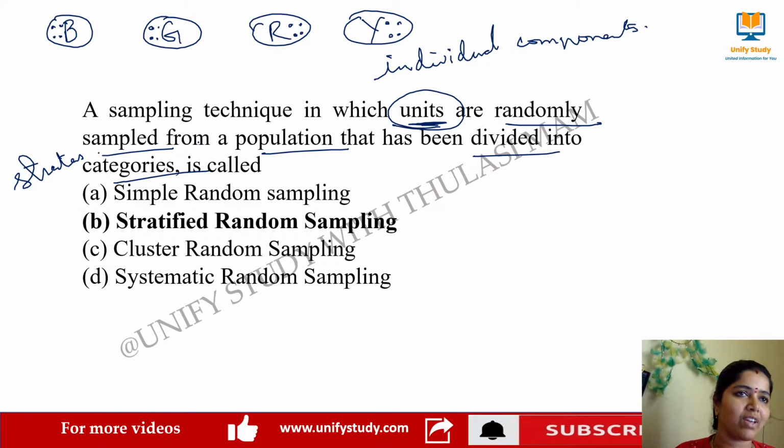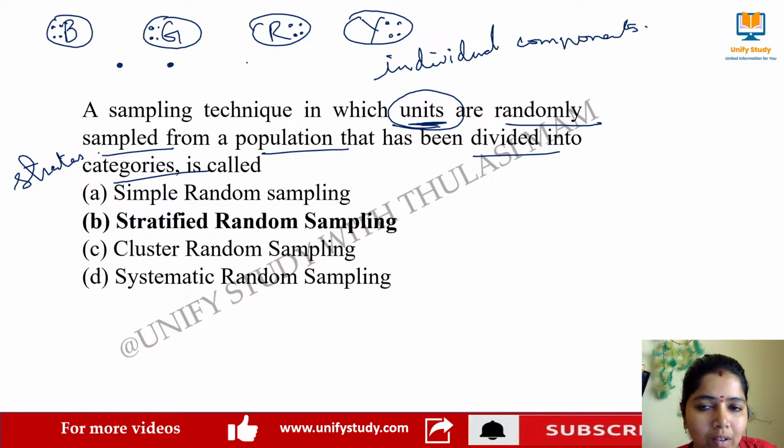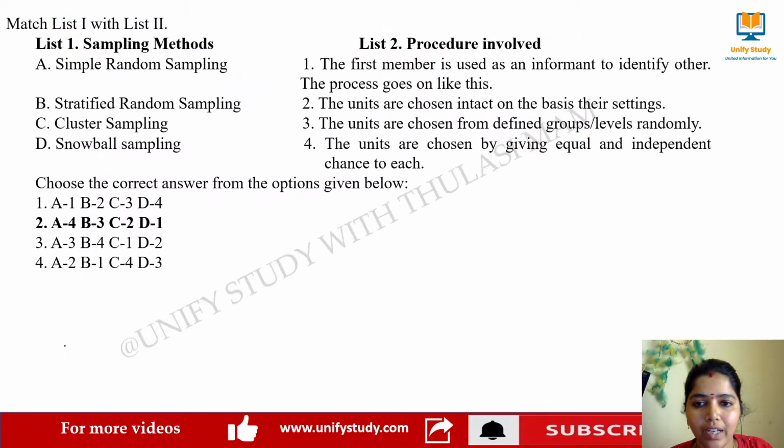In cluster sampling, we will be selecting the cluster as the sample. But in strata, I will select one from blue, one from green, one from red, and one from yellow. Which one, I don't know, I will not know. But I will select one. Yes? Good. Next question.